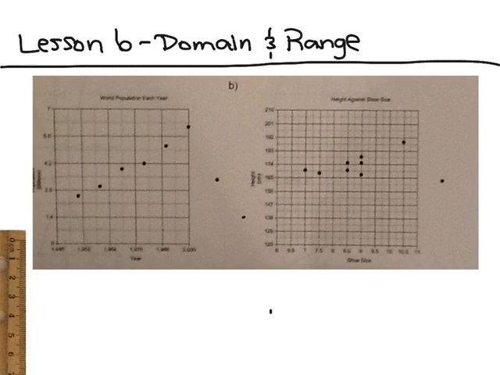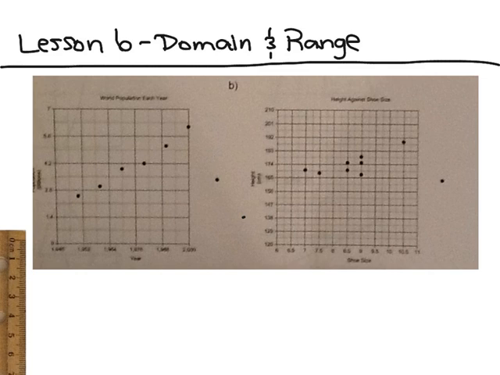Lesson 6, Domain and Range. So a graph is a function if it passes the vertical line test. We already found out that domains can't repeat for it to be a function, so this is a way to test if your domains repeat.